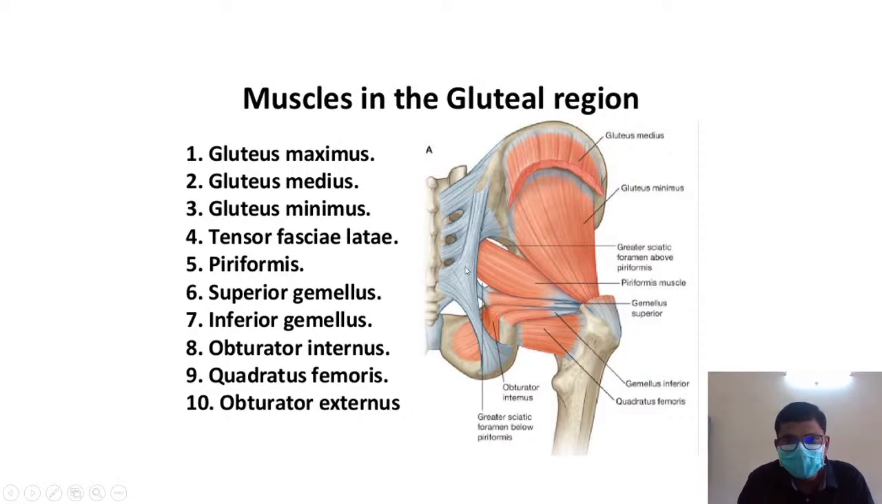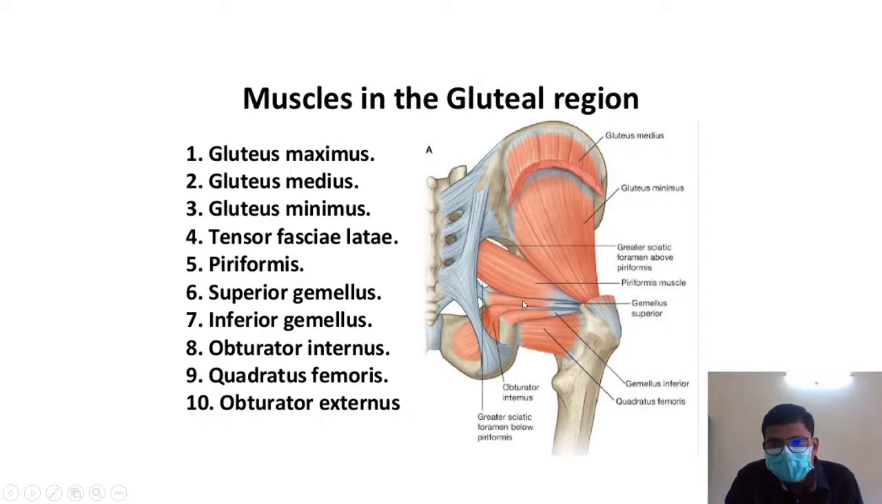It is very clinically important because it passes through the greater sciatic foramen. This muscle divides the greater sciatic foramen into two compartments. One is the upper compartment, through which a few nerves and vessels pass, and there is another compartment called the lower compartment, which lies below the piriformis, also within the greater sciatic foramen. And there is another muscle called the gemellus superior.